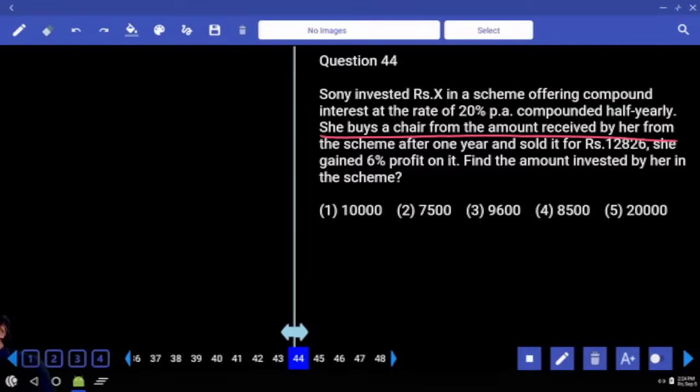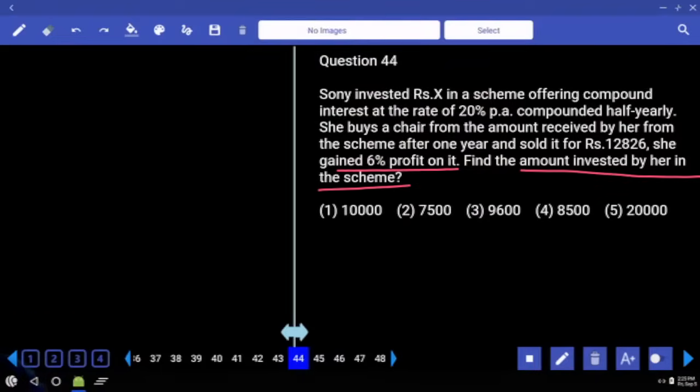She buys a chair from the amount she received from the scheme. From the scheme, how much amount she received? 121%. After 1 year, she will get 121% amount from the scheme. She bought a chair and sold it for 12,826. She gained 6% profit on it. Find the amount invested by her in the scheme.